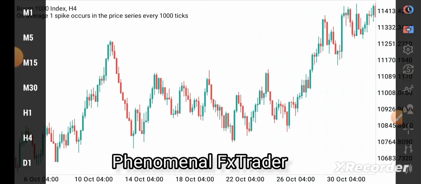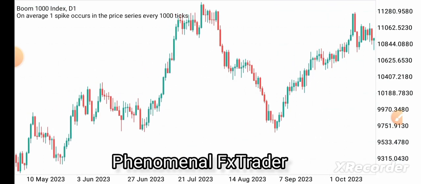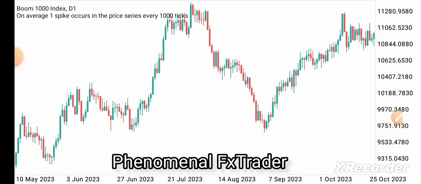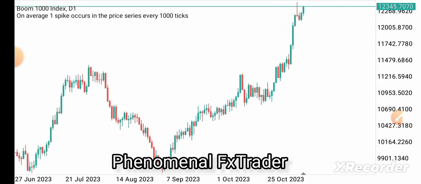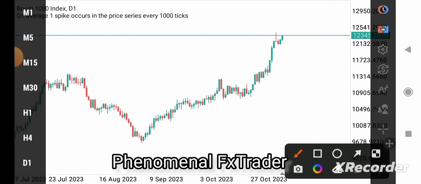So I go to the daily time frame. On the daily time frame, what we're going to be looking for are areas of support and resistance, and basically we'll be looking for areas that are close to the current price. As you can see on this chart, let me bring this down. We have the current price around this zone here. That's where we have the current price.